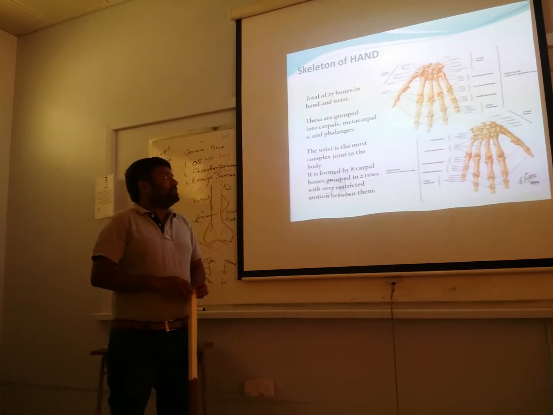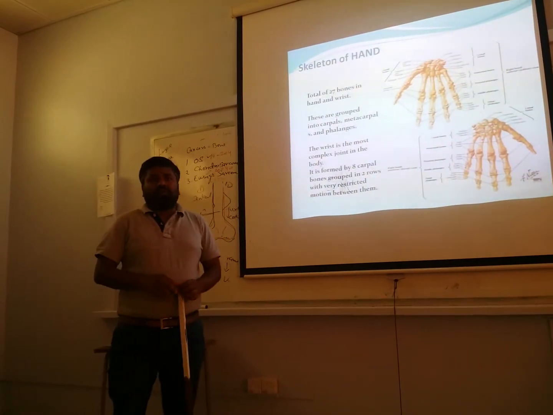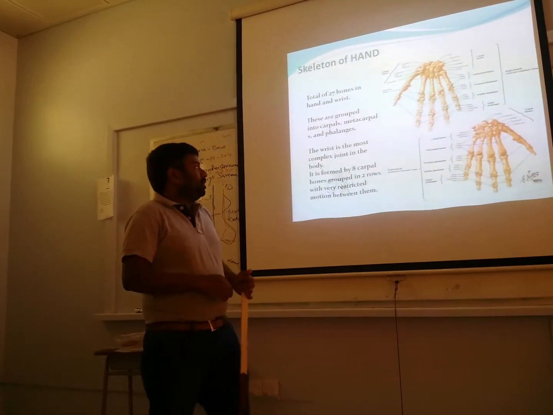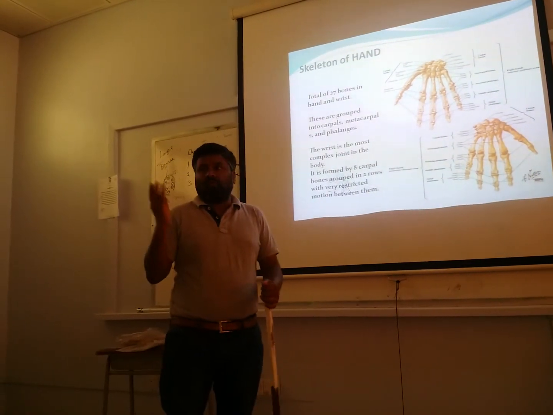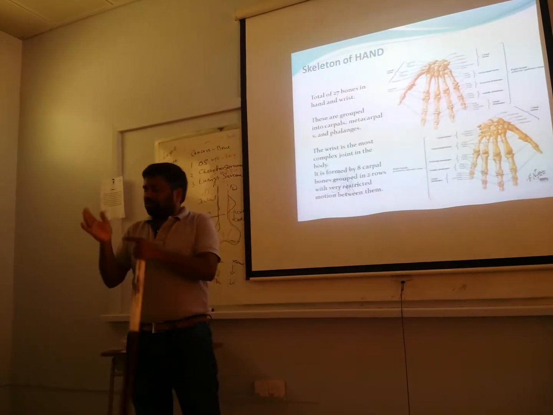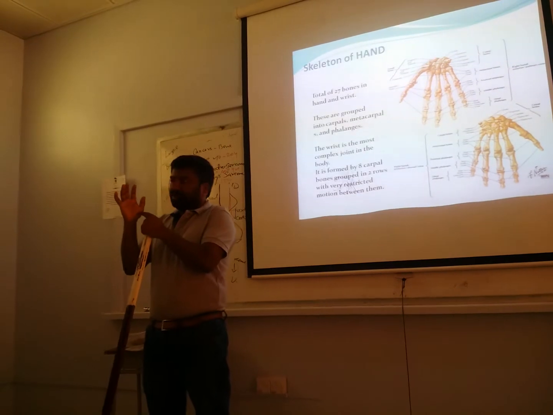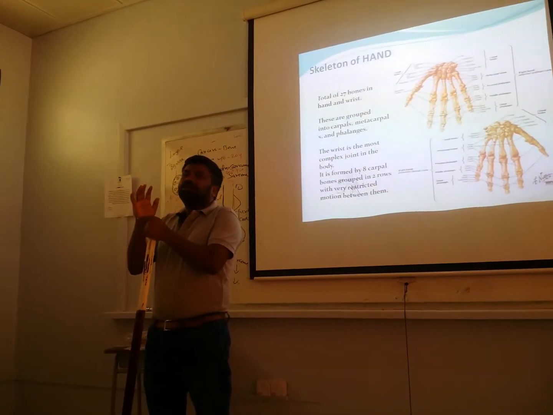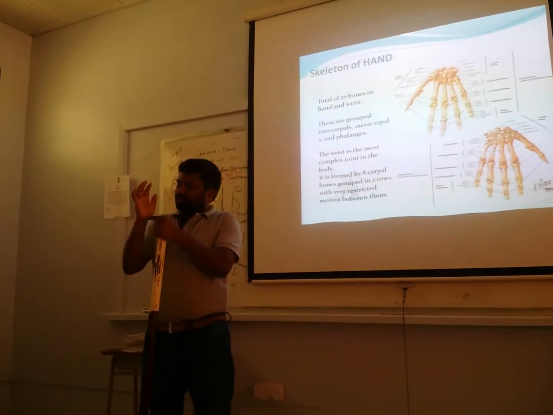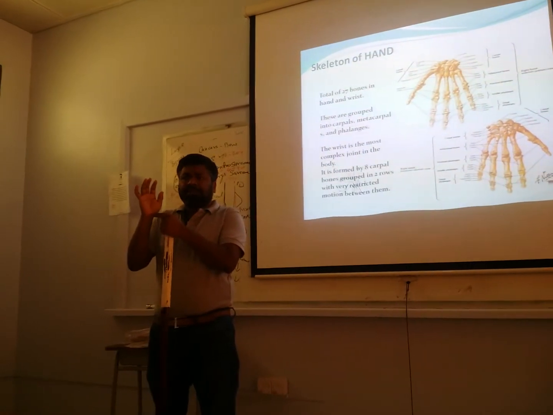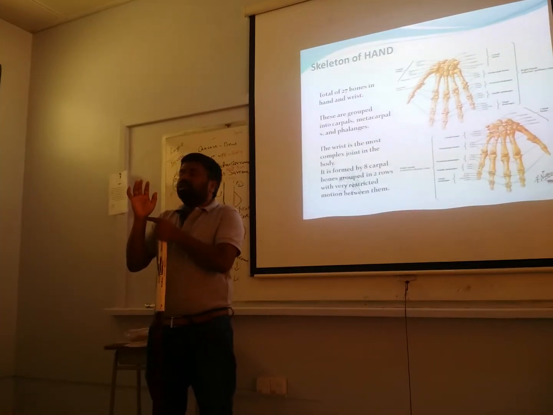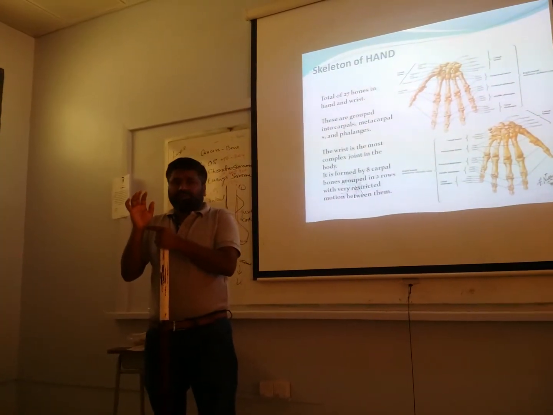So carpal bones. There are 8 carpal bones, okay, arranged in 2 rows. So 4 carpal bones in each row. 4 in the proximal row and 4 in the distal row. So that's how the 8 carpal bones are arranged. The proximal row makes articulation with the radius to form the wrist joint.